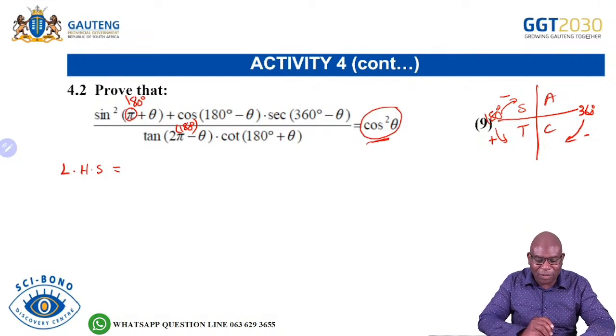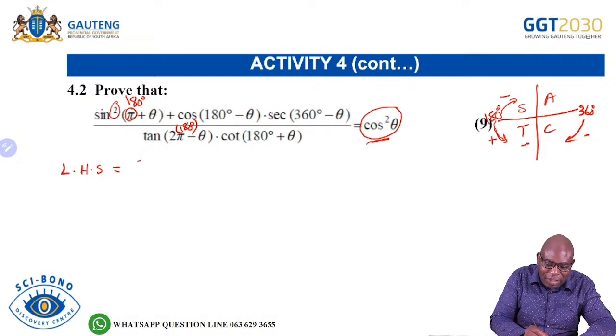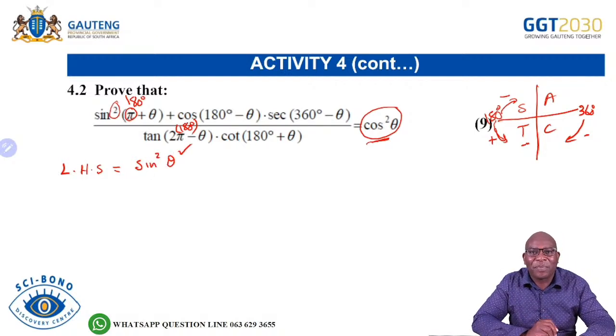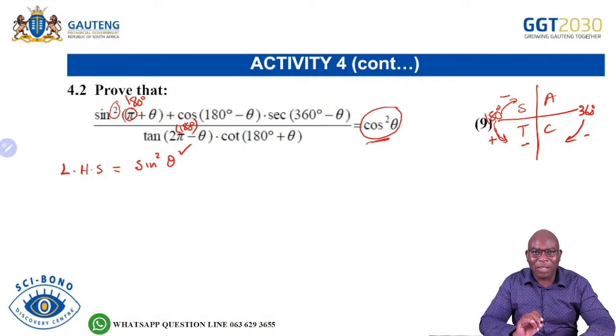Okay, so now let's see. 180 plus theta, I go to my sketch. 180 plus theta falls in the 3rd quadrant. In the 3rd quadrant, the sign is negative. But because of this squared, it becomes what? Positive. So I just write the sine squared of theta. And then I get 1 mark.